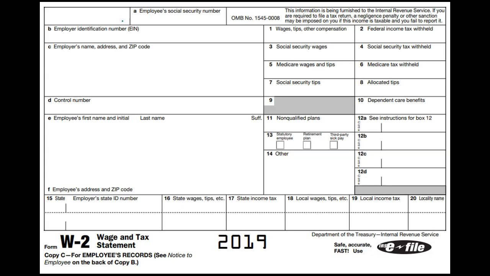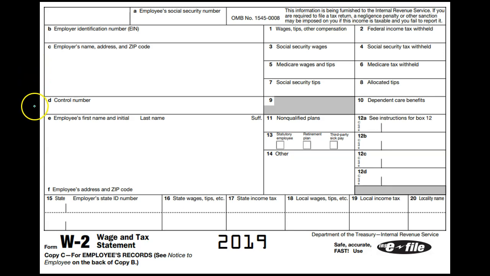So we've got the employee's social security number. That's going to be our taxpayer, or us, of course. We have the employer identification number, or EIN. This is the person who is paying. That's going to be the employer of the individual that we are dealing with. Employer's name, address, and zip code. So we may have to put this into the data input field as well.